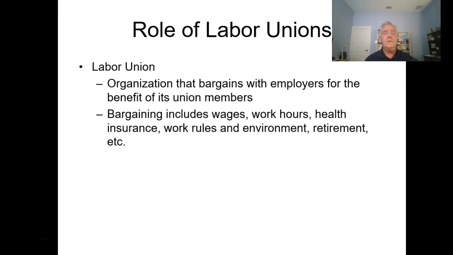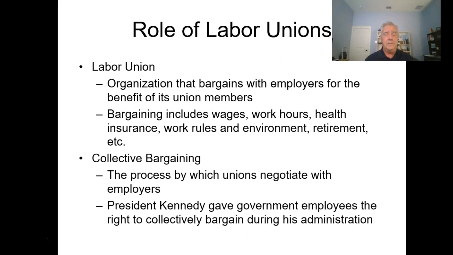This is the key to a labor union. The ability to bargain collectively has to be recognized both by the employers and by the union members. Okay, that means we can sit down at the table and we have to negotiate. You don't lock us out and we don't storm the gates of your factory. We have to negotiate. Okay, so what do they negotiate? They negotiate wages, work hours, health insurance, work rules, environment, retirement. All those things are up for negotiation between a business and its union employee members. Okay?